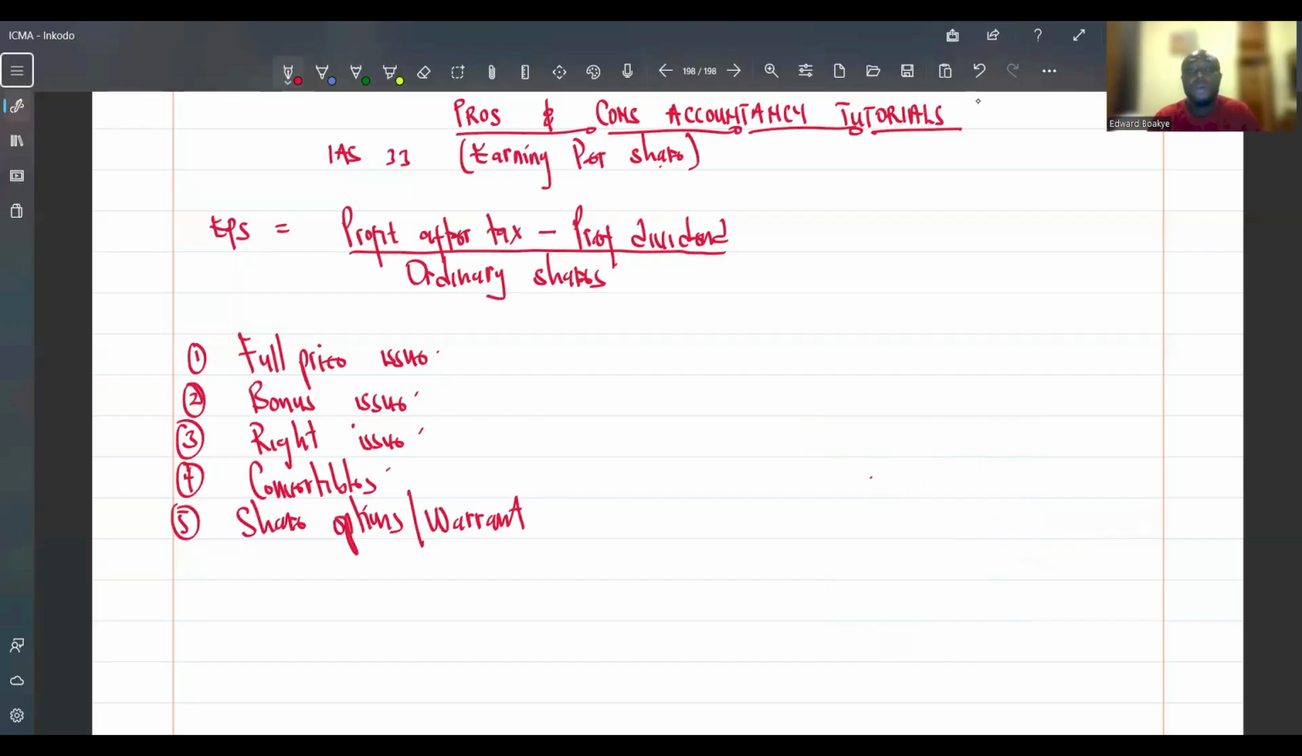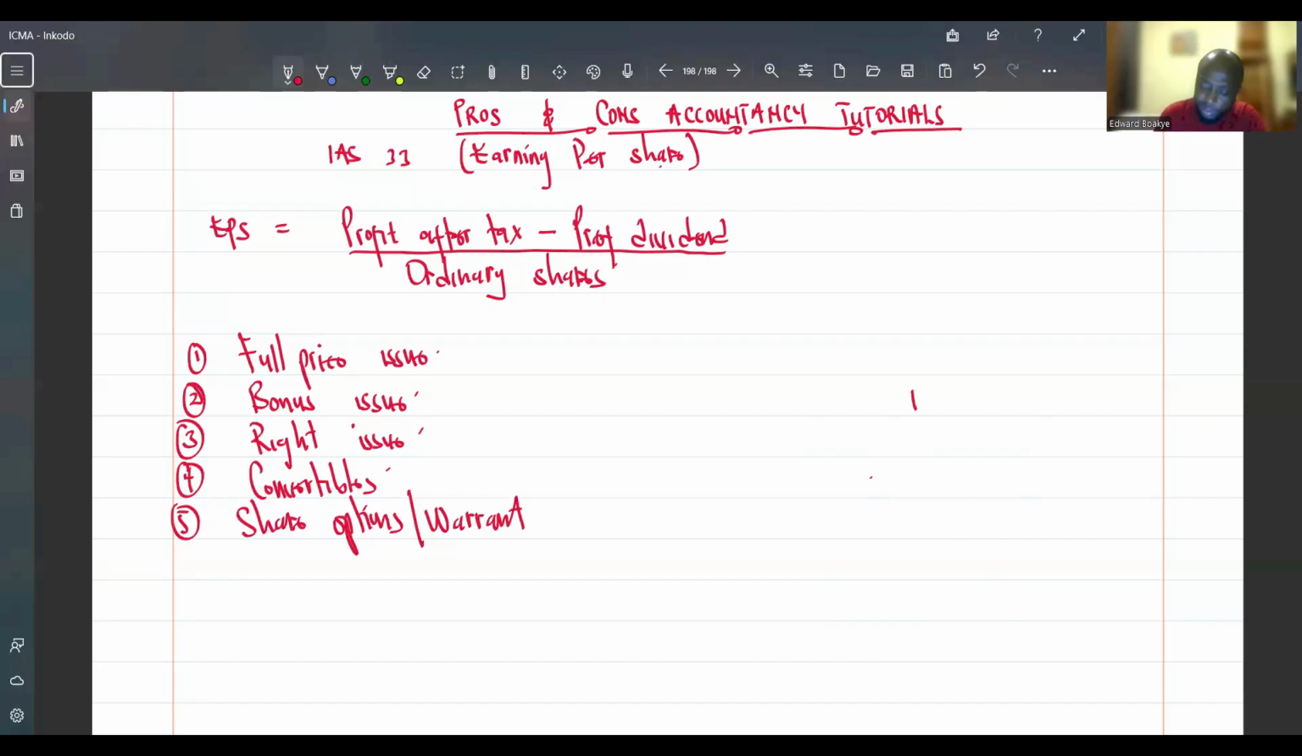convertibles, normally you will be given 2 years of conversion. So convertibles, normally we convert it at the rate at which we are going to get more shares. That is where we convert it.